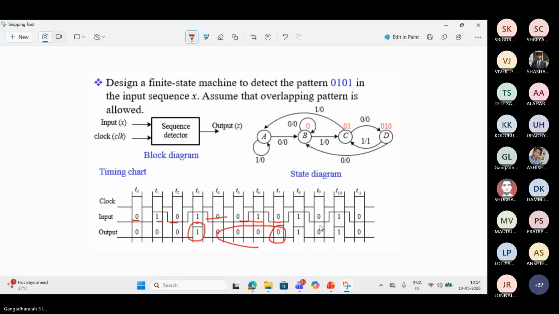See now here. Here 1, 0101 is detected, I'm getting 1. Again 0101 is detected, I'm getting 1. Please understand, this 1 is common to the previous sequence and the present sequence. Hence it is called overlapping. So I said overlapping is allowed.